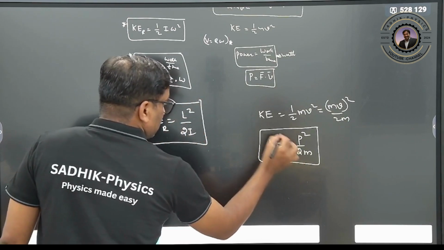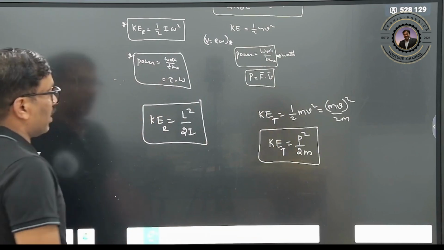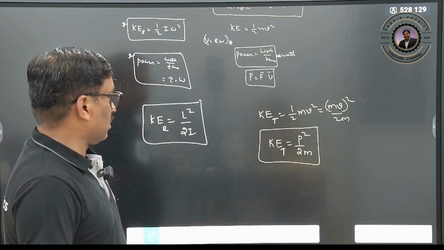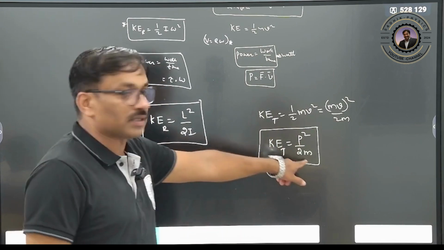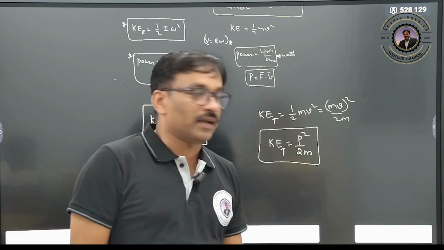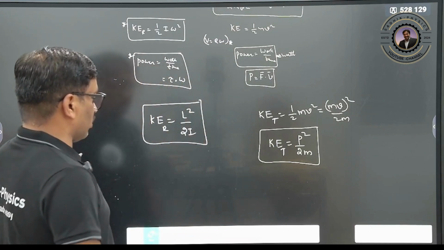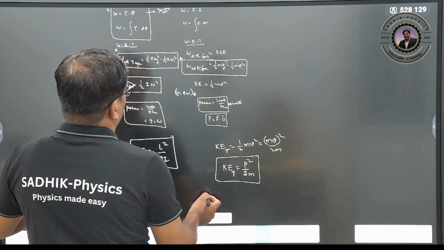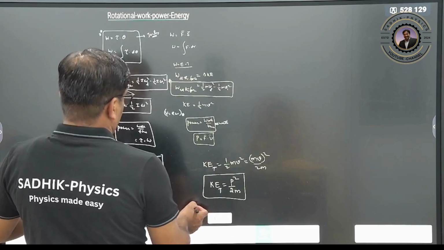This is your translational kinetic energy. Clear? L is nothing but angular momentum. Here P is nothing but linear momentum. Here M is nothing but mass. Here I is nothing but inertia. Clear? So in this way you can use these formulas, then you can solve whatever problems are asked.